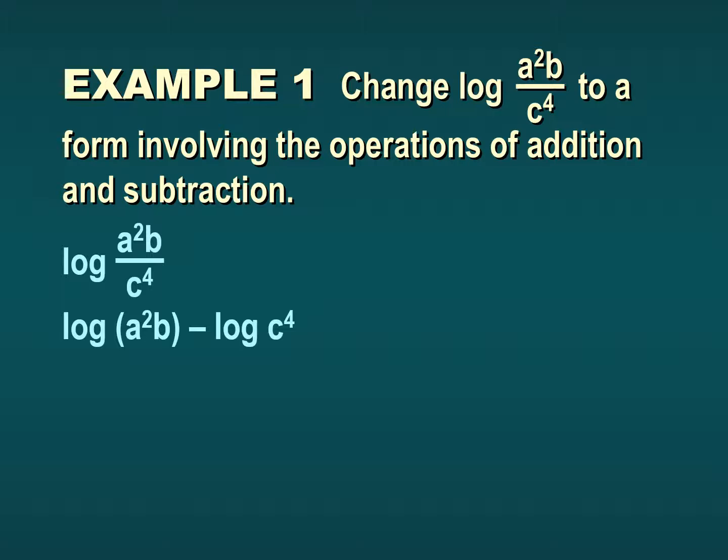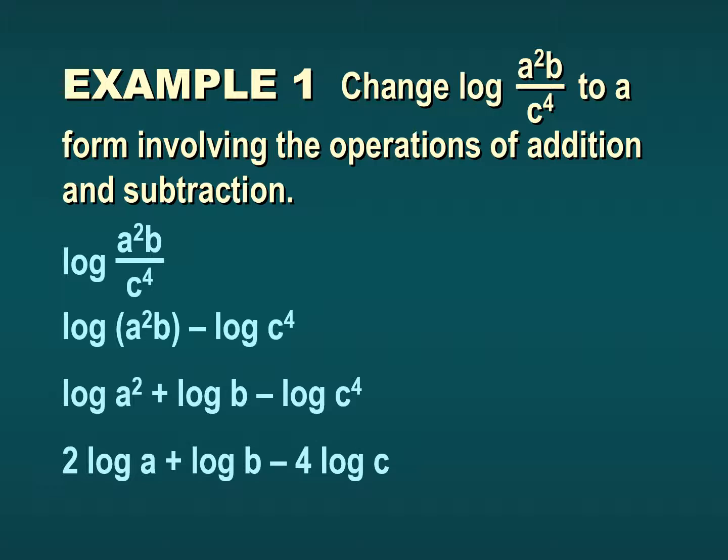Now that I've done that, I'm going to take this first log and use the multiplication property of logs. So that becomes addition: it's going to be log a squared plus log b. And then I still have this minus log c to the fourth. Now I'm going to use the power law, which takes the power and moves it to the front for the log of a, and the 4 for the c to the fourth is going to come to the front of that log as well. So I end up with 2 log a plus log b minus 4 log c.